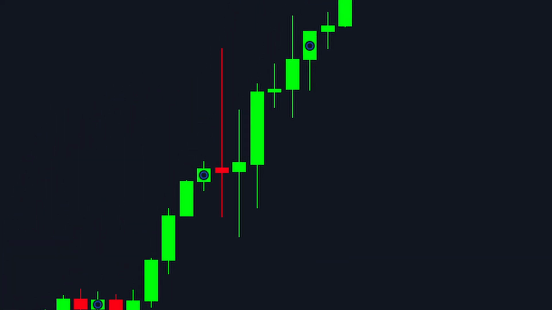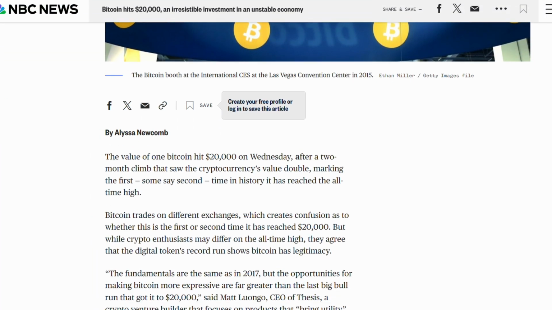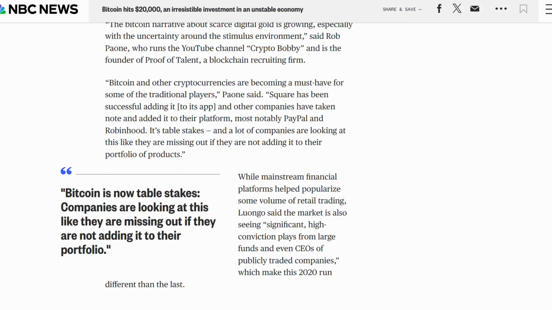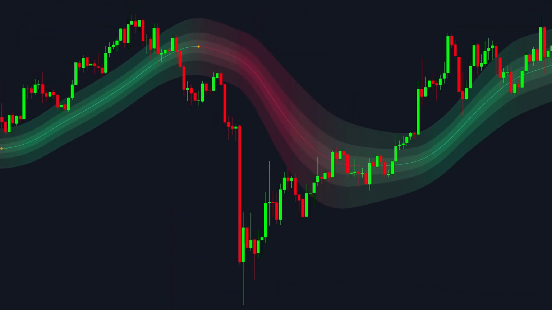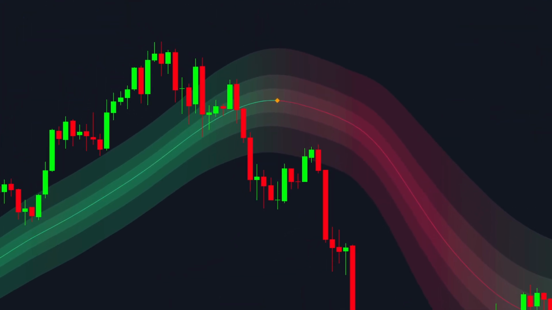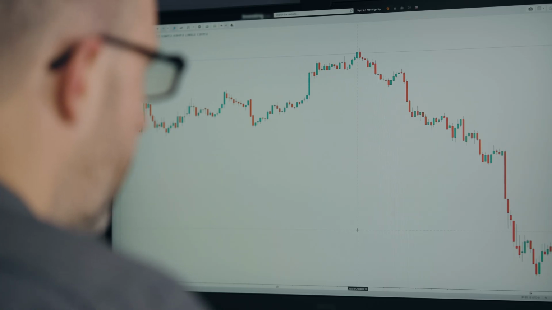Now, let's fast forward to 2017. During the peak of the crypto bull run, Bitcoin was hitting new all-time highs. Euphoria was everywhere. But if traders had this indicator, they would have seen a warning sign days before the market collapsed. And soon after, Bitcoin dropped over 80% in one of the biggest crashes in crypto history.